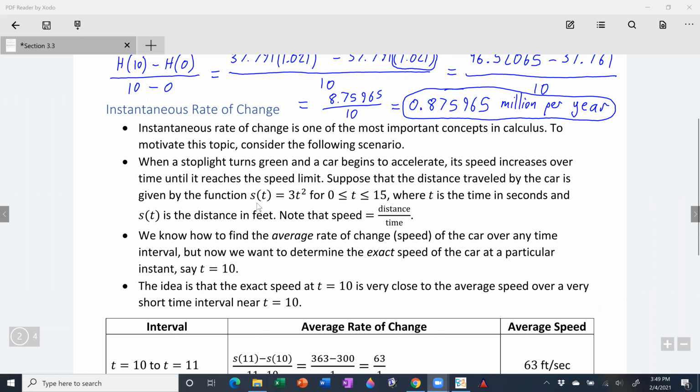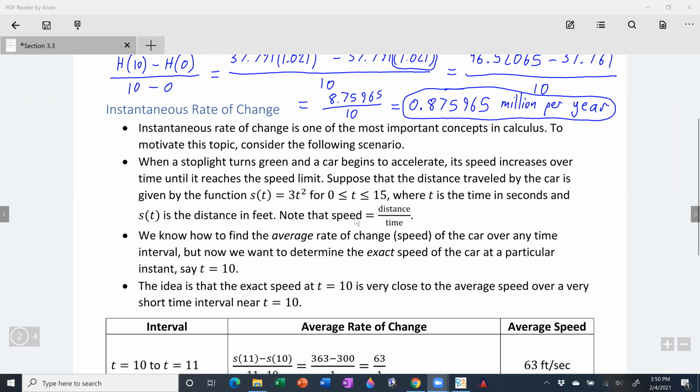And s, for some reason, is usually the letter that we use for a position function. I'm not sure why it's s. Maybe it's from Latin or something like that. But anyways, a position function is often given as s of t equals 3t squared for t between 0 and 15. So this function is just defined between 0 and 15, where t is seconds and the distance is in feet.